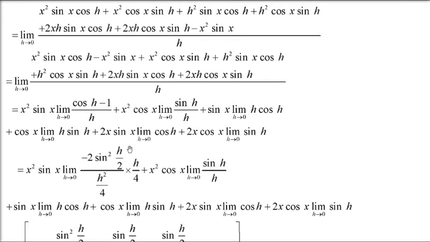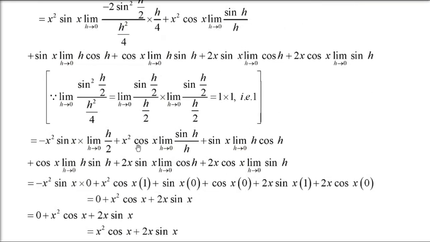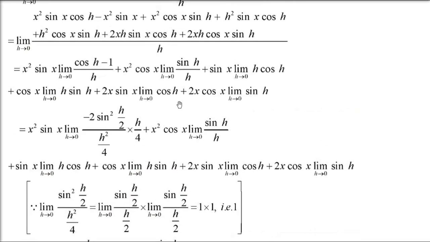This is 0. Now coming to the second term. Now all the terms which are coming, just see. We'll deal one by one. Now the second term is x square cos x sin h. And you have an h in the denominator. So x square cos x you can take separately. And this is sin h by h. So it's going to be 1. So now you have x square cos x.